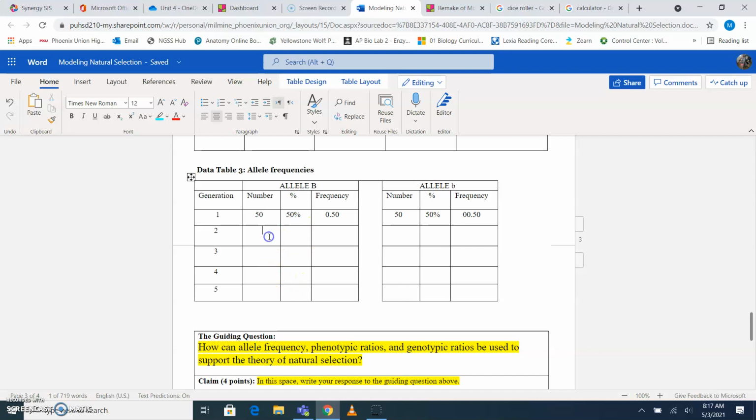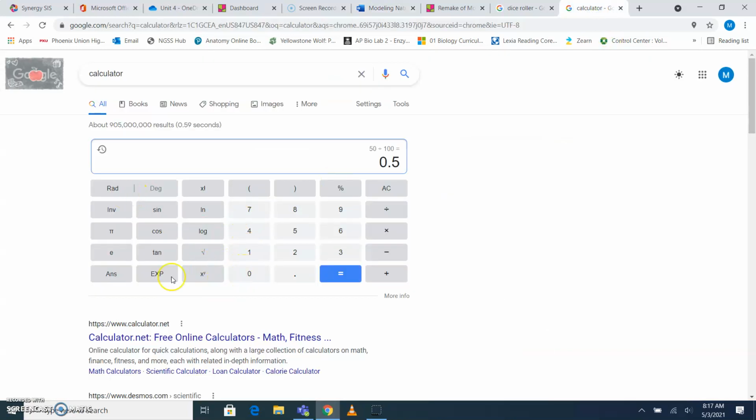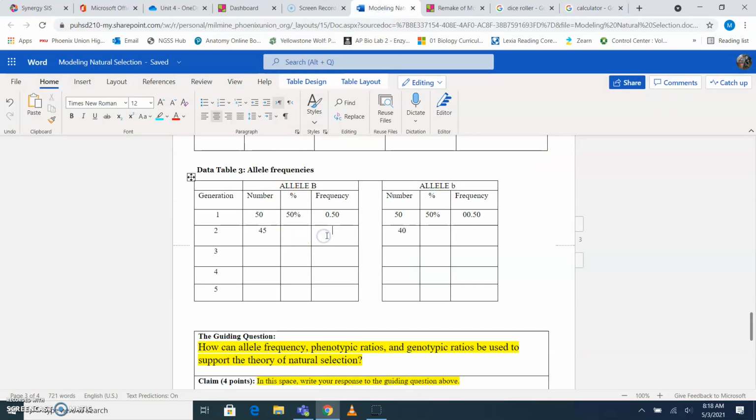Let's do another sample. Let's just make up a number here just so you can see this. Let's suppose that in generation two, we have, let's say, 45 and let's say 40. How do we do this one? Let's get our percents. 45 plus 40 is 85, right? So I need to take 45 divided by 85. 45 divided by my total, which was 85, gives me a frequency of 0.529. I'm going to round that to 0.53. So 0.53, which is 53%.